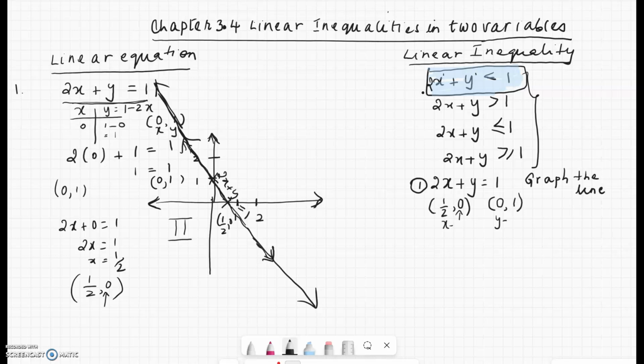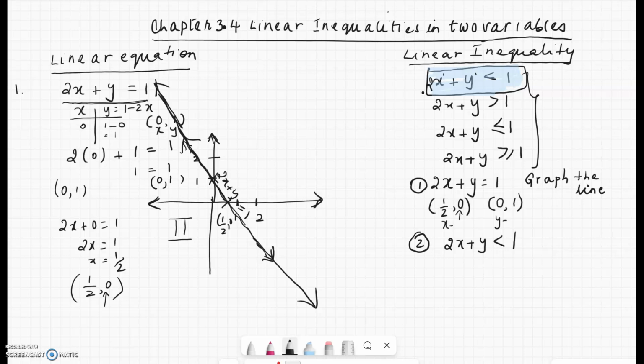We all know how to graph lines. We've done this before in section 3.1, I think, 3.1 or maybe 3.2. Now, the next step is to write down your inequality: 2x plus y is strictly less than 1. That's the inequality that we are trying to graph the solution for.